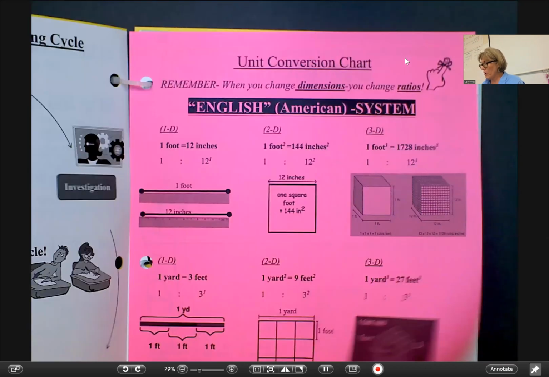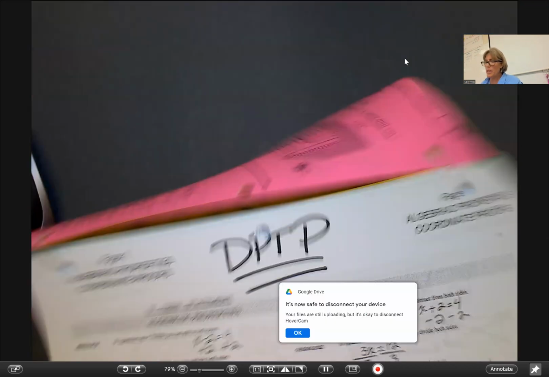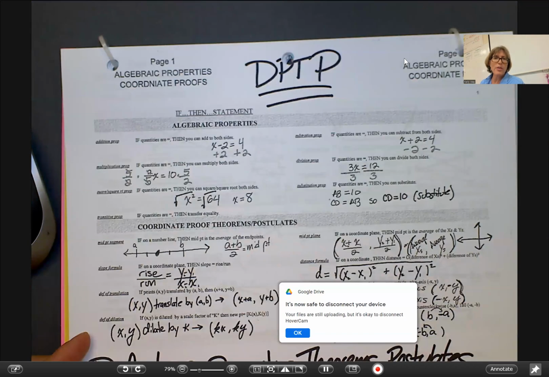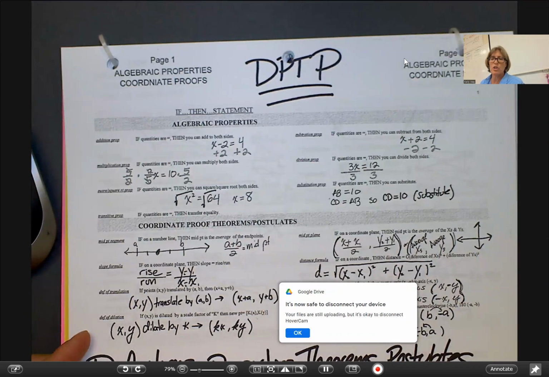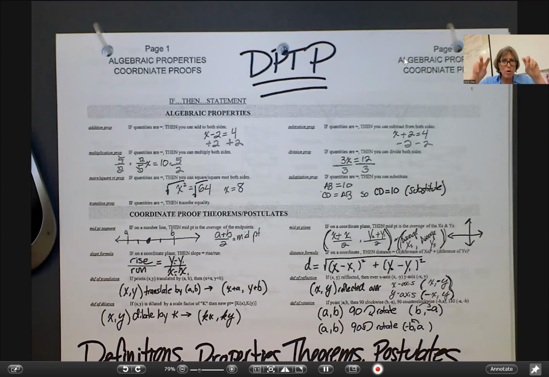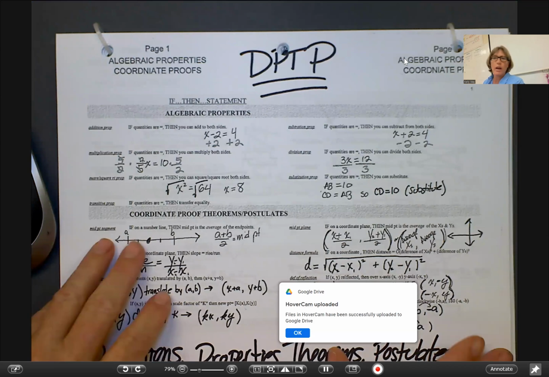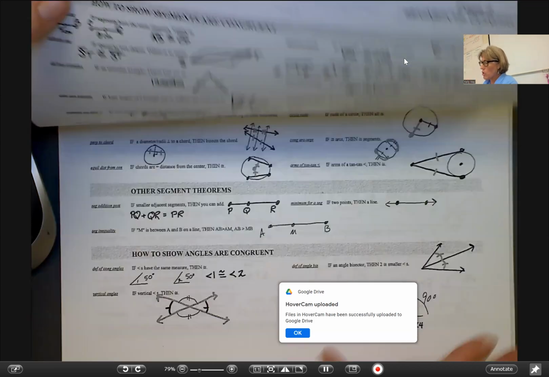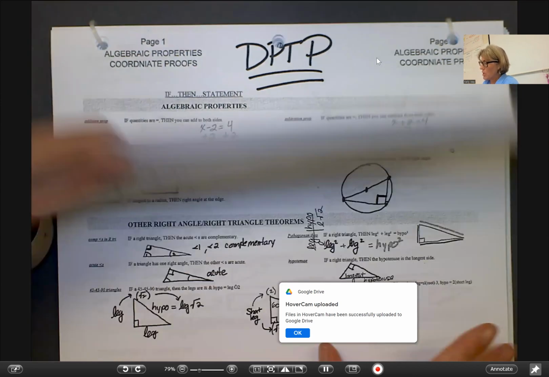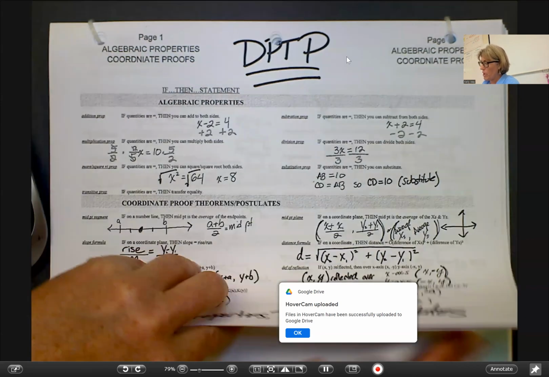You flip here. It is called the DPTP. Definitions, properties, theorems, postulates. All the truths, quote unquote, that you are going to use in geometry, every single one of them the entire year, are somewhere on these pages. Okay? So just be familiar with it, flip through it.